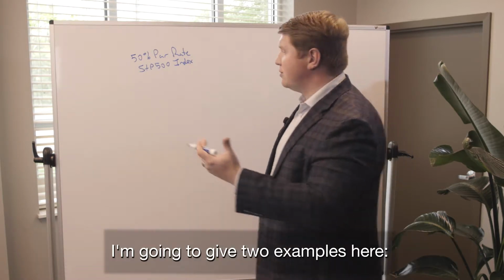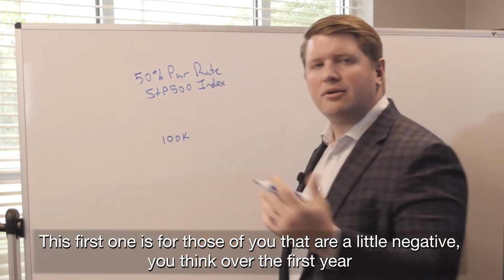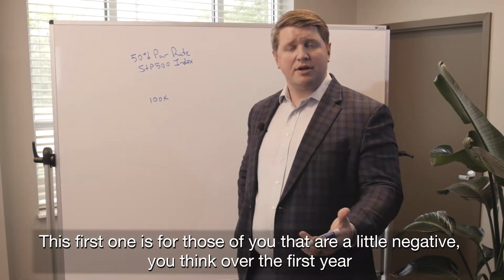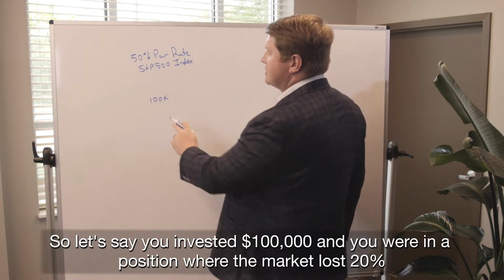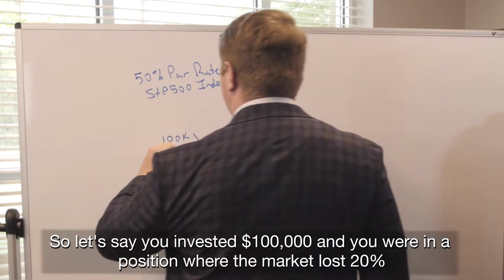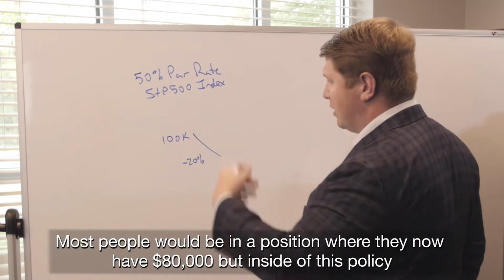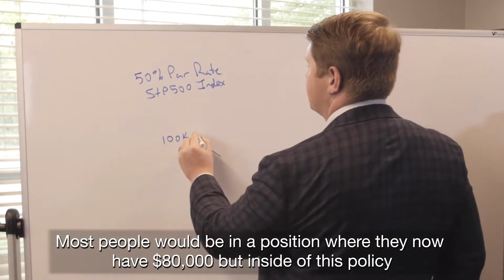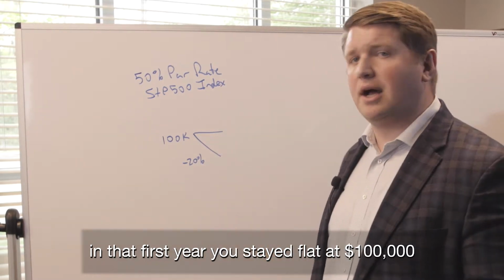So I want to give two examples here. So this first one is for those of you that are a little negative. You think over the first year or the next year, you're going to see a loss in the markets. So let's say you invested $100,000 and you were in a position where the market lost 20%. Most people would now have $80,000, but inside of this policy, in that first year, you stayed flat at $100,000.